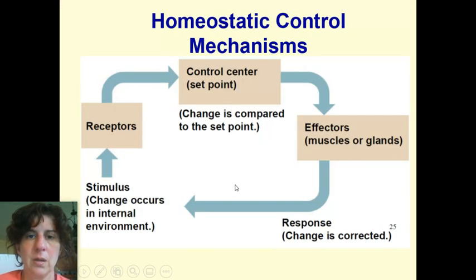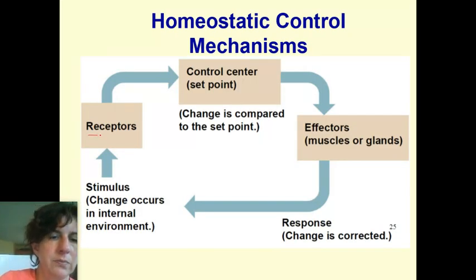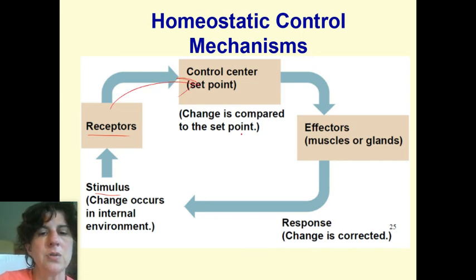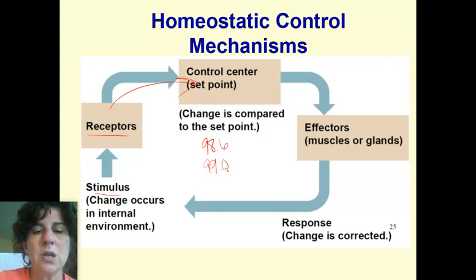All right, so here's your receptor. Little diagrams, I like diagrams. It picks up a stimulus, so temperature change went up, something like that. So the receptor picked that up. It reported it back to the control center. The control center says, oh, we should be at 98.6, but we're really at 99.0 right now. Not too hot, but something to think about.